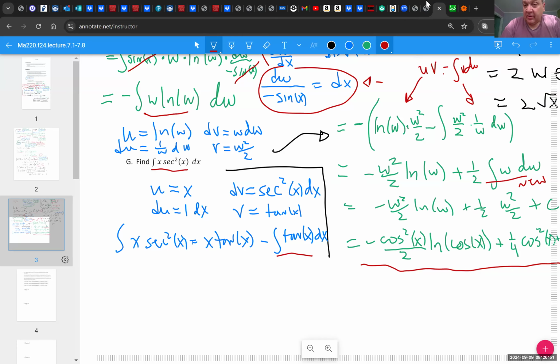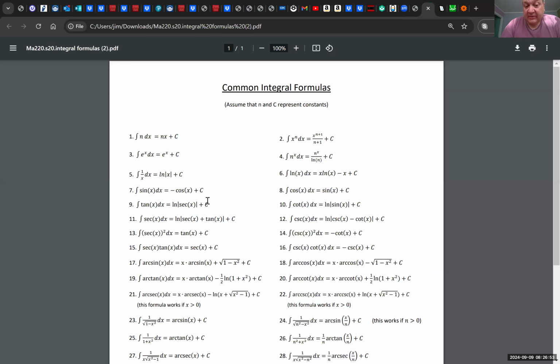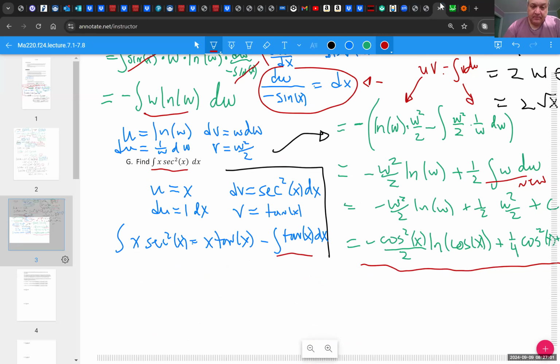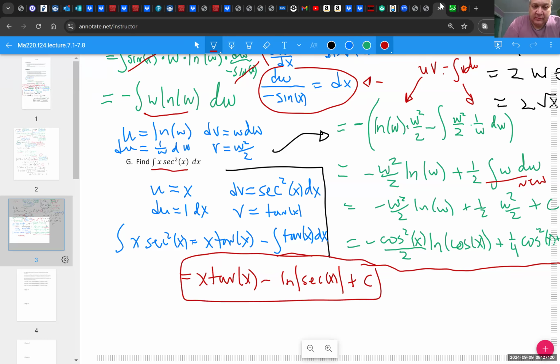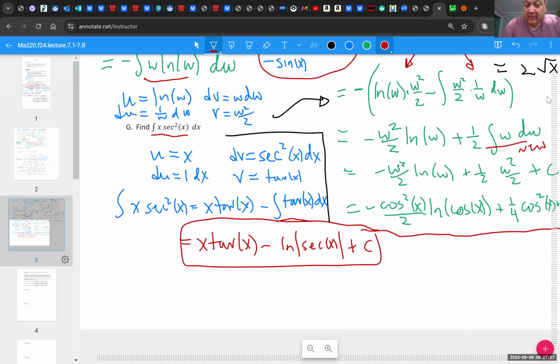So let's see if tangent x is on our list of common integral formulas. And it actually is one of our known integrals. The antiderivative of tangent x is just ln of secant x. So that's one of our known formulas. So we get x tangent x. Antiderivative of tangent is ln of secant. And let's remember our plus c. And that is the answer to example G. And it's also the answer to the last problem on my examples on integration by parts.